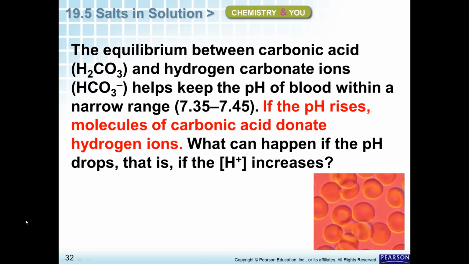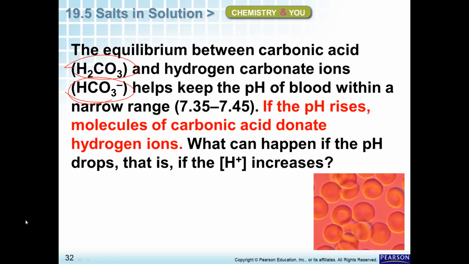Okay, let's go back to the blood again. The equilibrium between carbonic acid, this is another system. We said that the buffer system contains a weak acid and one of its salts, but that doesn't mean it always has to be ethanoic acid and sodium ethanoate. So if we have something like this, this is carbonic acid. The carbonic acid is classified as a weak acid. And a hydrogen carbonate, this is its salt, which is after losing the hydrogen, helps keep the pH of the blood within a narrow range.